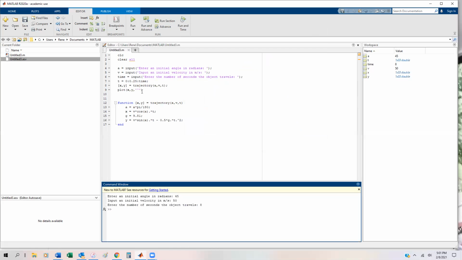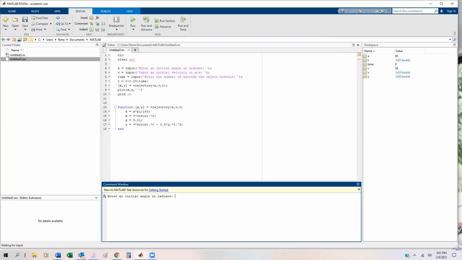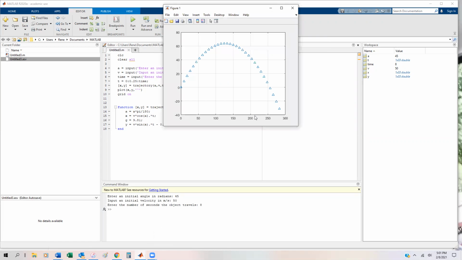It might be cool to put the grid on, so that way we can see a little bit more about this. So it was 45 and then 50 and then 8 seconds. All right, so it looks like right here, when x becomes about 230 or 235 meters, it hits the ground. And it looks like the highest point is somewhere around 65, maybe 63 or something like that.